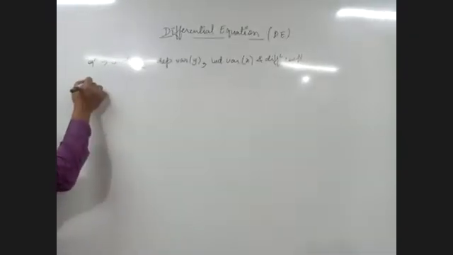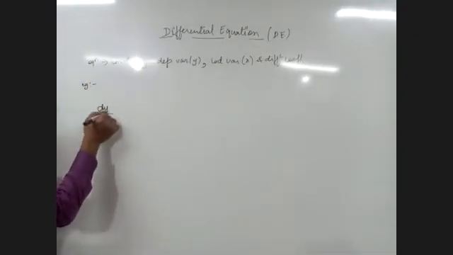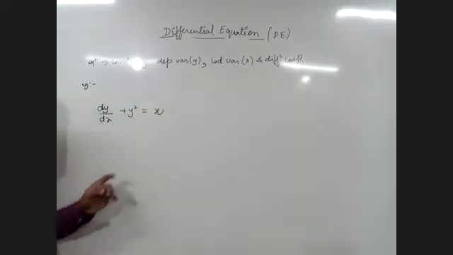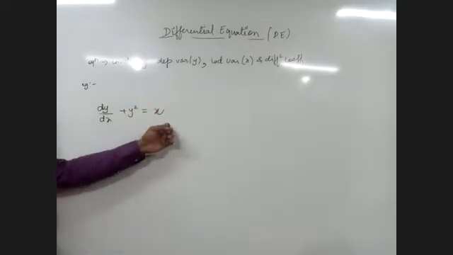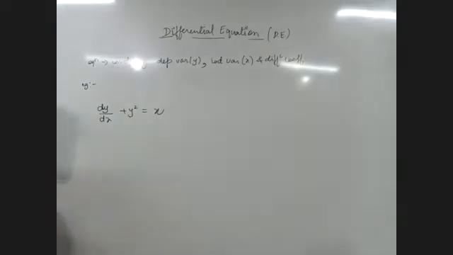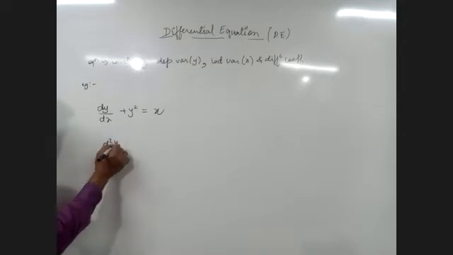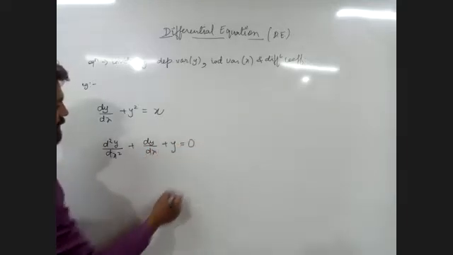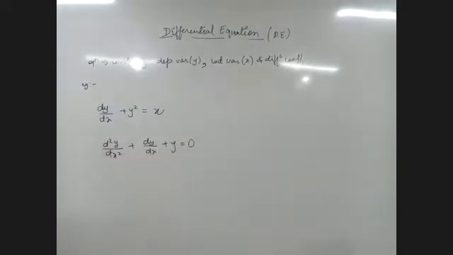For example, dy by dx plus y square equal to x. It has dependent variable, it has independent variable, their meanings can change, and the differential coefficient as well. Or it can be in the form of d2y by dx square plus dy upon dx plus y is equal to 0. Another example of differential equation.